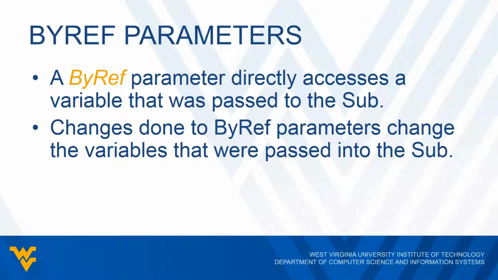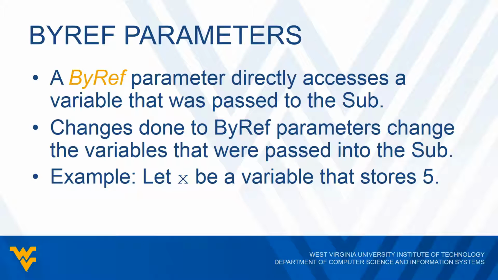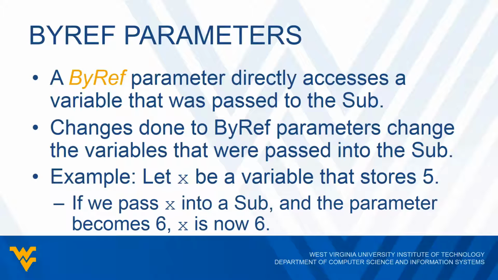To help illustrate this, let's go back to our earlier example where we have x being a variable that's initially 5, and let's say we pass that into our sub, and the parameter was a ByRef parameter. When that parameter becomes 6, x now becomes 6. So when this sub is done and we go back to the procedure that called that sub, x is now 6 because our parameter was a ByRef parameter.